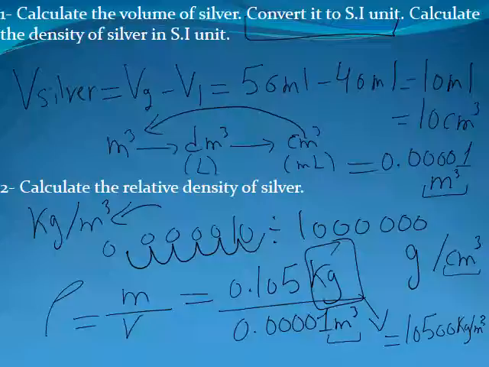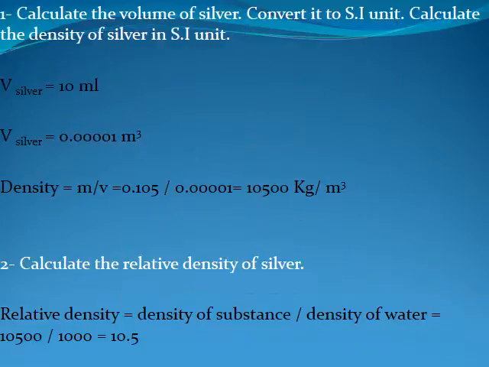What's the property of relative density? The density of the substance over the density of water. These two densities should be expressed in the same unit. For example, if I use the density in kilogram per meter cube, I have to use the density of water in kilogram per meter cube. If I use gram per centimeter cube, I have to use the density of water in gram per centimeter cube.